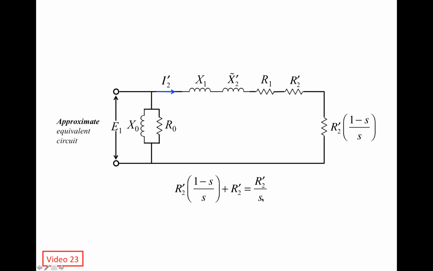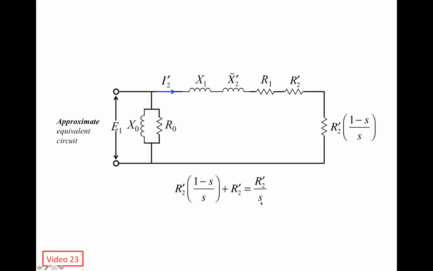In the generator mode, the slip is negative, so the total resistance is negative, which means it's actually generating power. It's not dissipating; it's dissipating negative power, so it's generating power. As the rotor speed becomes very high, the absolute value of the slip becomes very large. R2 prime is the apparent resistance in the copper of the rotor.